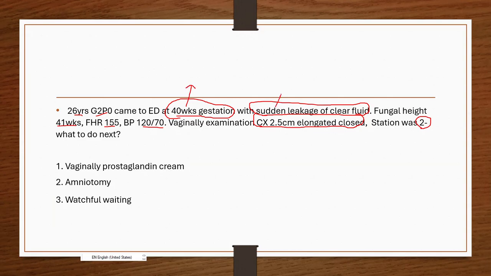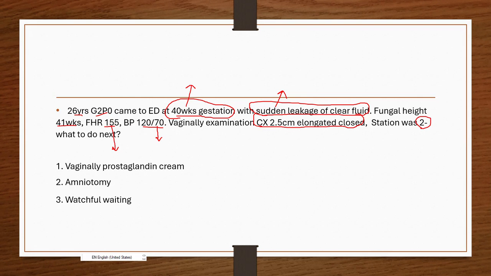She's coming with sudden leakage of clear fluid. So this is a rupture of membrane. Sudden leakage of clear fluid means they're trying to tell you her membranes have ruptured. Fundal height is 41 weeks. What are they trying to tell us? They are telling you that this is not an IUGR or a macrosomic baby. The fundal height is matching the gestation. Fetal heart rate is 155. This tells you the baby is all right, not compromised. There's no bradycardia. Mother's blood pressure is 120/70. This tells you the mother is hemodynamically stable.